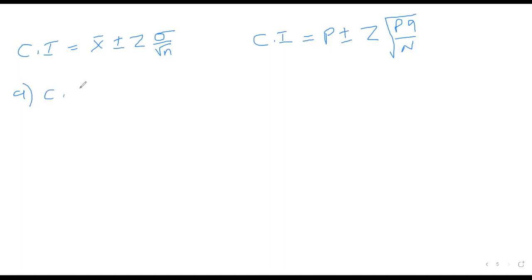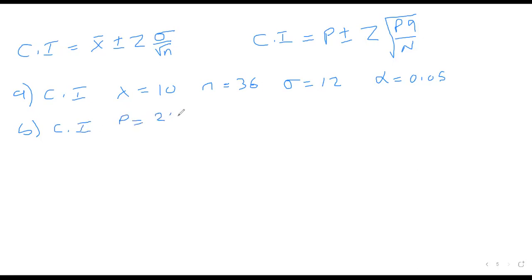All right. So I'll try 2 questions. A: Find the confidence interval if our mean is 10, sample size is 36, our standard deviation is 12, and our alpha is 0.05. Then B: find the confidence interval if our P is 20%, our N is 100, and our confidence acceptance level is 1%. All right, so I'll try these 2. So part A, we're using formula 1. Part B, we're using formula 2.